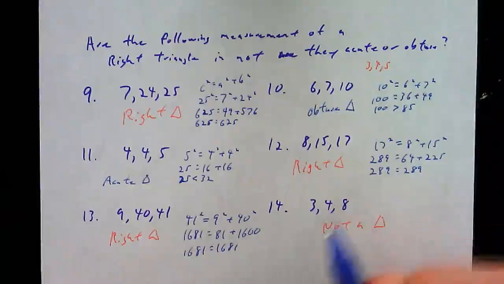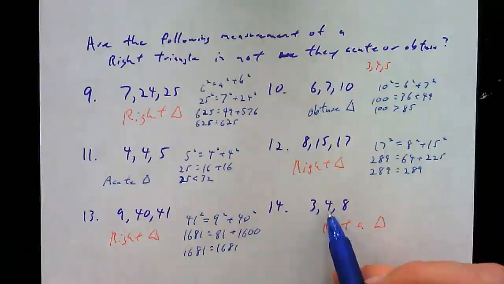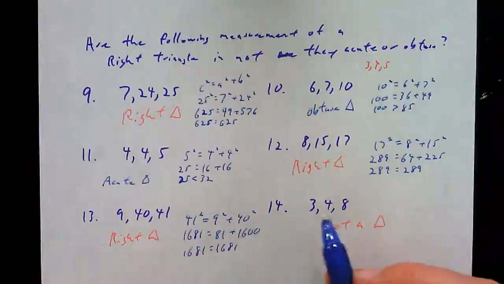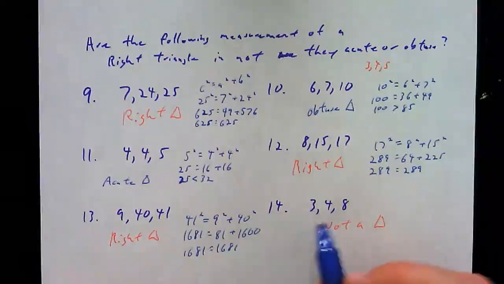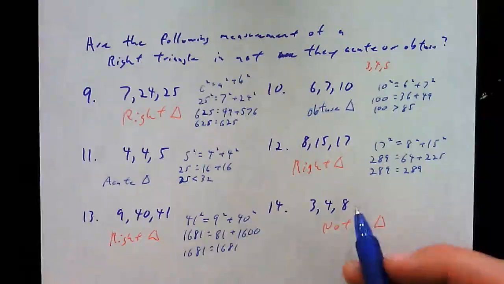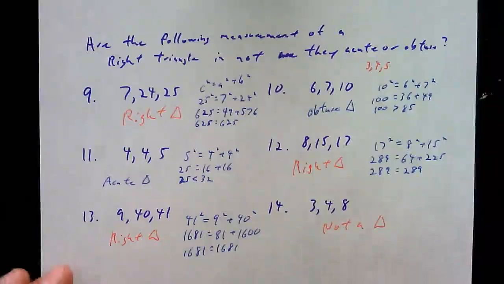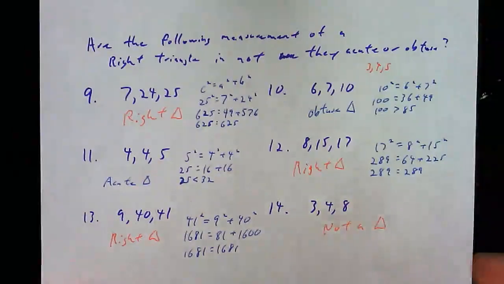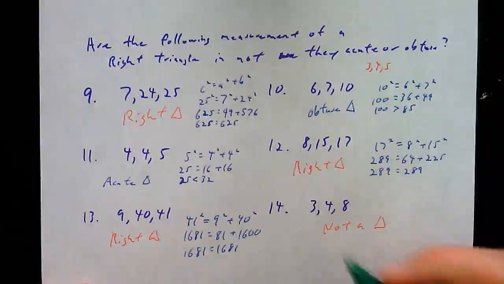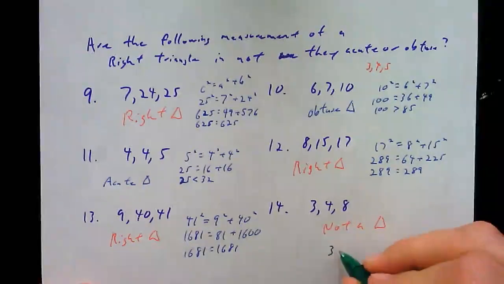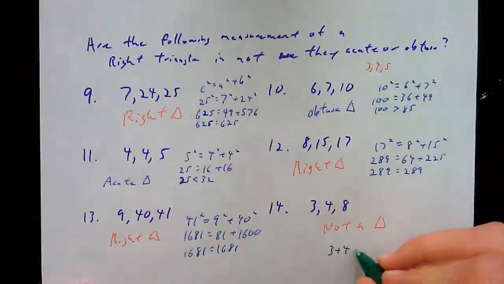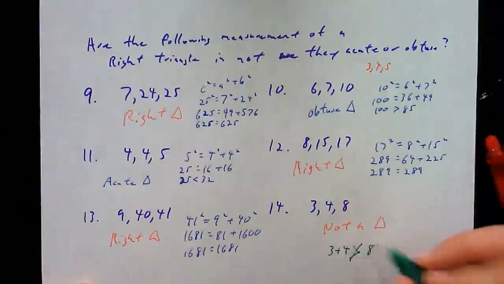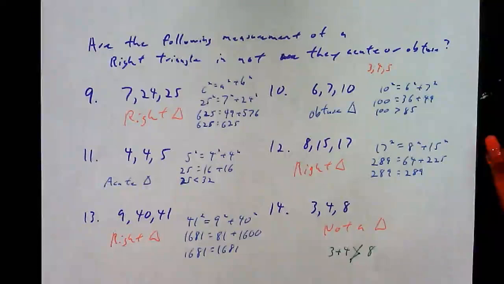Now, why would it not be a triangle? Look at the values. 3 plus 4 is 7. We had an inequality property for triangles that said any two sides have to be greater than the third side. 3 plus 4 is only 7. It's not greater than 8, so this can't be a triangle at all. So I'm going to write that down here. Totally separate from what we were doing today with the Pythagorean theorem, but it is a property that you would have to know. 3 plus 4 is not greater than 8. Therefore, it can't be a triangle.